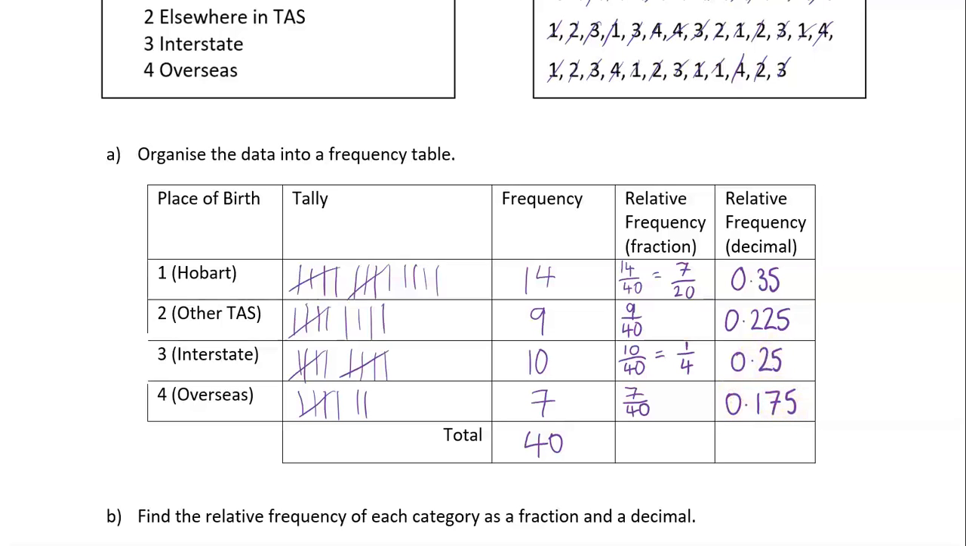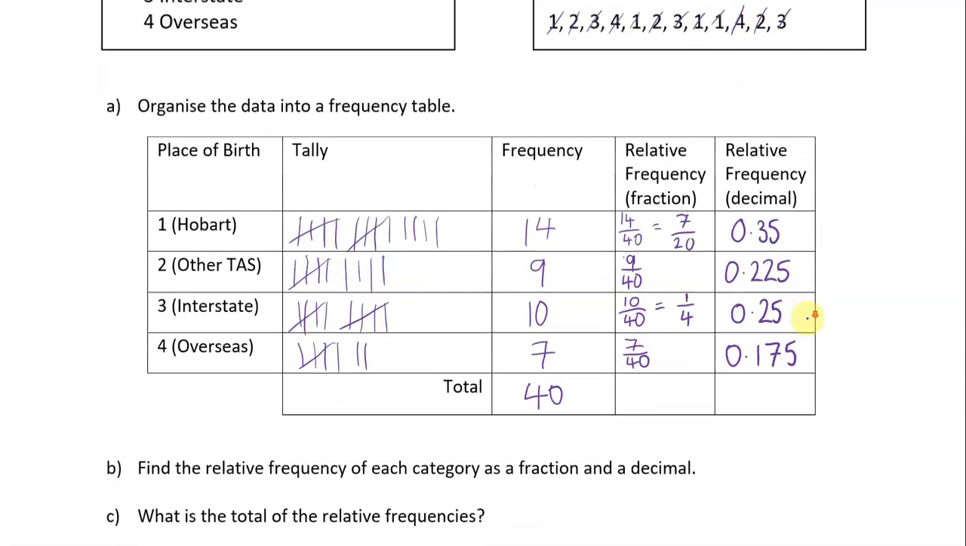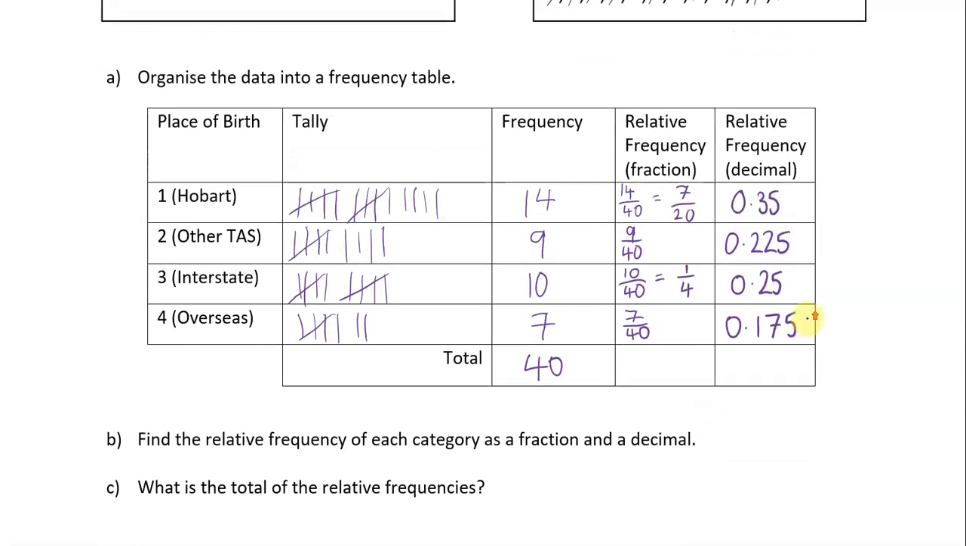So that's our relative frequencies as fractions. Remember, it's frequency over total number of trials, and then simplified, and our relative frequencies as decimals. Next, we want to look at the total of the relative frequencies, part C. So if we add our relative frequencies together, 7 out of 20 plus 9 out of 40 plus 1 out of 4 plus 7 out of 40. That will give us 40 out of 40, or just 1 whole.